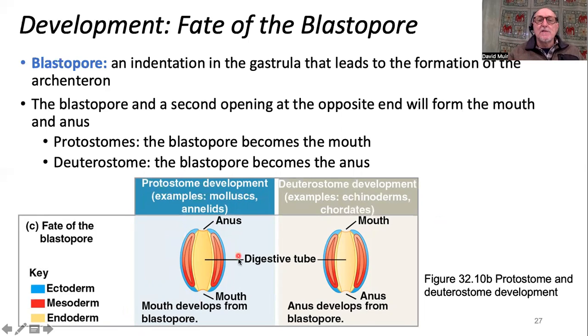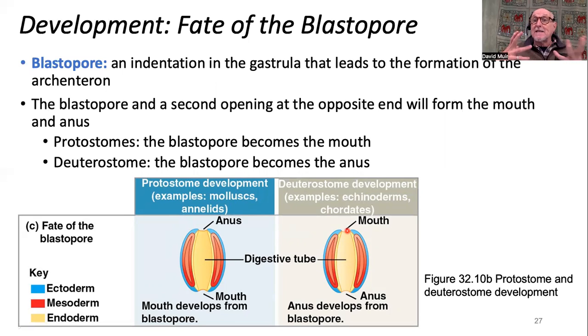Okay, so here's protostome development. We're going to follow the fate of the blastopore. Here's the blastopore, and in the protostomes, that forms the mouth. And the anus is formed as a separate opening up here. In the deuterostomes, it's the opposite: the anus forms from the blastopore, and the mouth is separately formed. This is a hugely important difference.